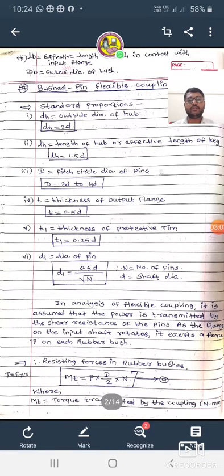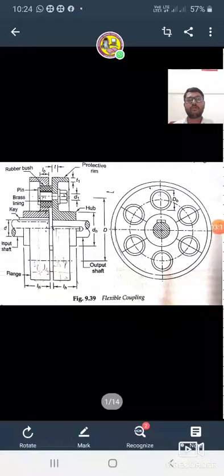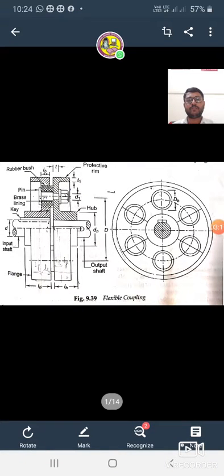It is also assumed that in the analysis of the flexible coupling, the power is transmitted by the shear resistance of the pins as the flange on the input shaft rotates. It exerts a force P on each rubber bush. In the layout, the upper portion shows the pins and brass linings; on the outer portion of the bolts, rubber bushes are there.